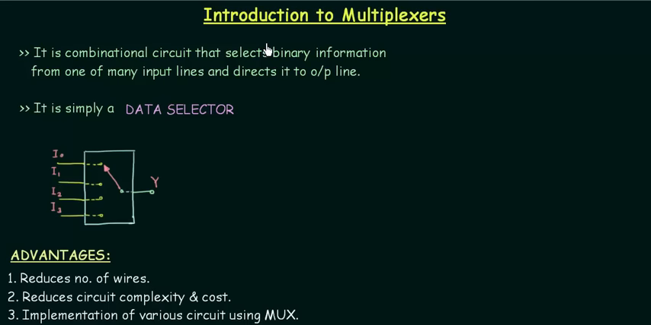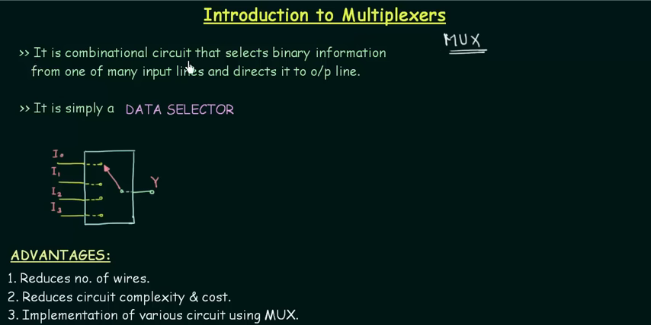Welcome to this presentation. We have already completed our subtractors and different types of adders. Now it is time to move to our next combinational circuit that we call the multiplexers. Sometimes you will find multiplexers written as MUX. So don't confuse yourself with these two things, they are the same. So what is a multiplexer?